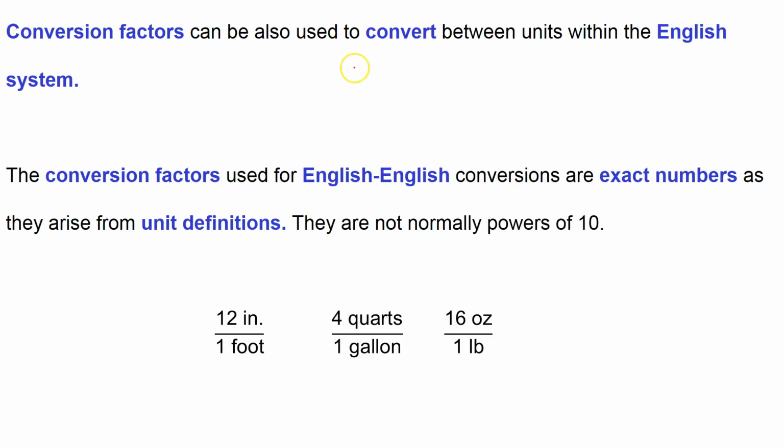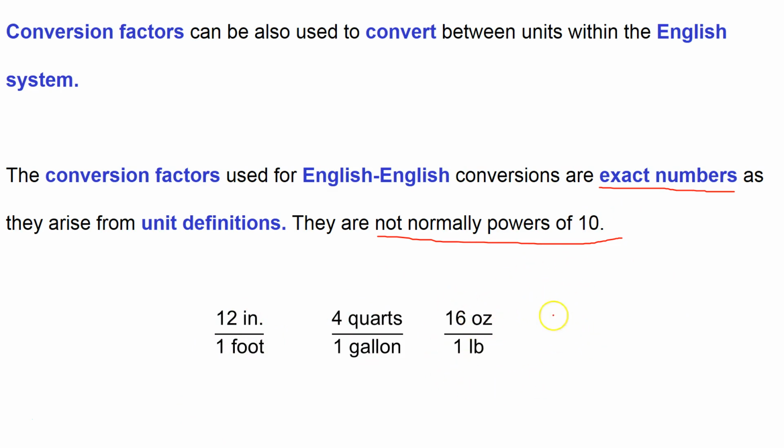You can also use conversion factors to convert between different units within the English system. You do need to be aware that these are not normally powers of 10. I don't expect you to know all of these conversion factors, but they will be exact numbers because they are based on unit definitions. Some of the more familiar ones are 12 inches in a foot, 4 quarts in a gallon, 16 ounces in a pound.